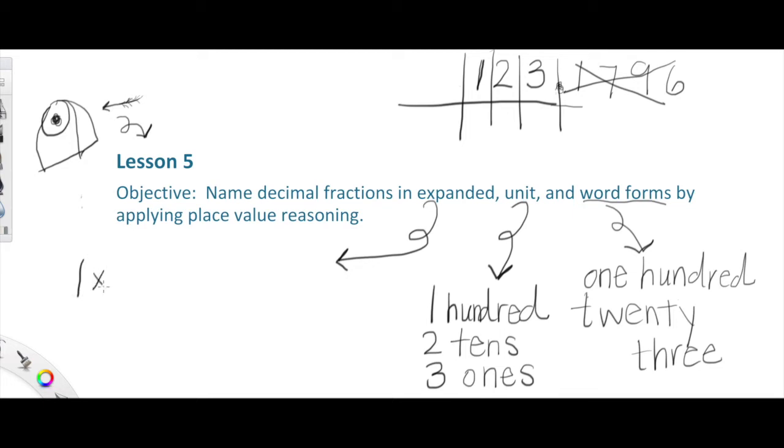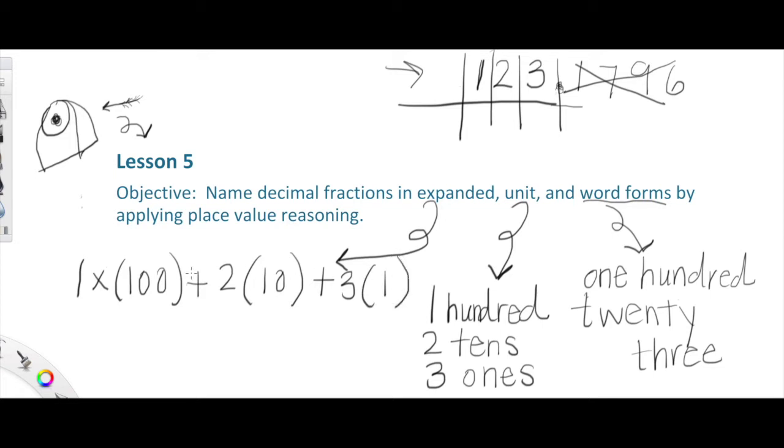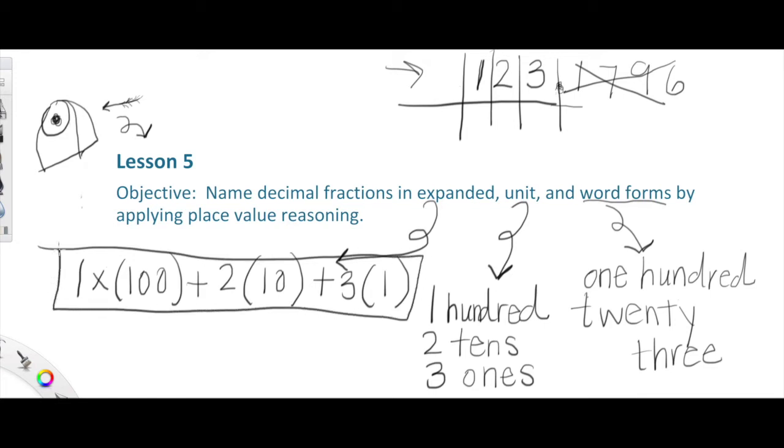We have 1 copy of 100 in this number, plus we're going to look at the fact that we have 2 copies of 10, plus 3 copies of 1. Expanded form is expanding that number, stretching it out, place value by place value by place value. So this would be the expanded form for 123. Pretty cool, huh, you guys? Let's take a look at some examples here.